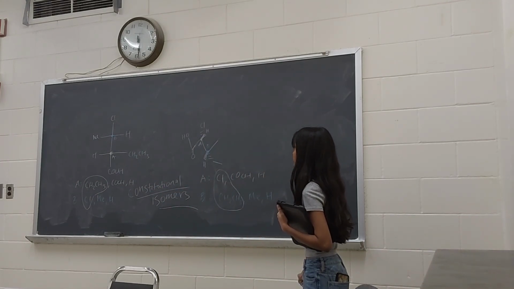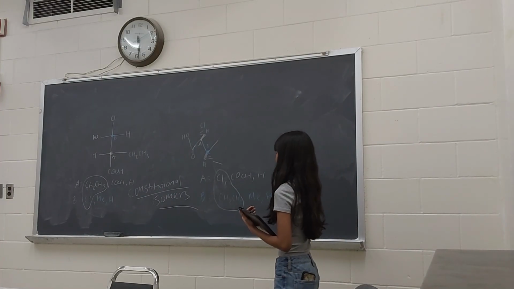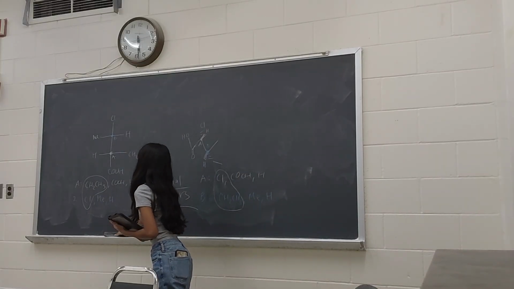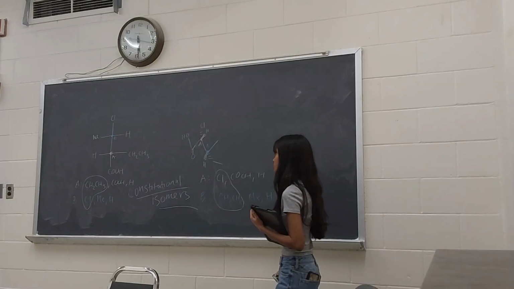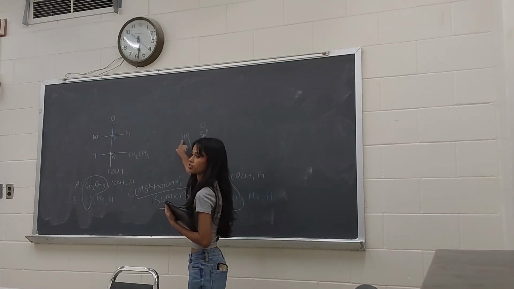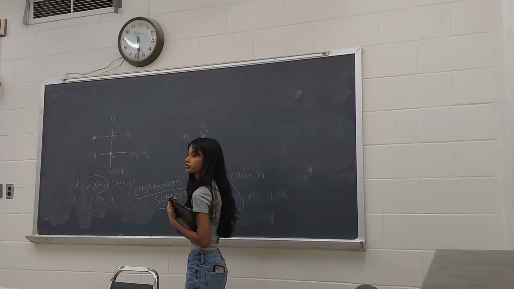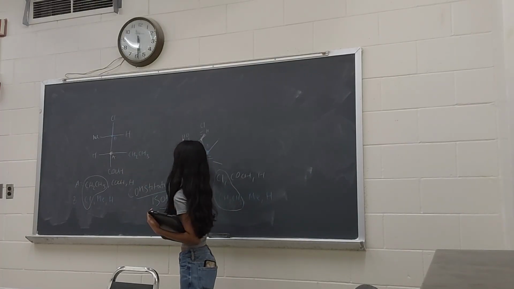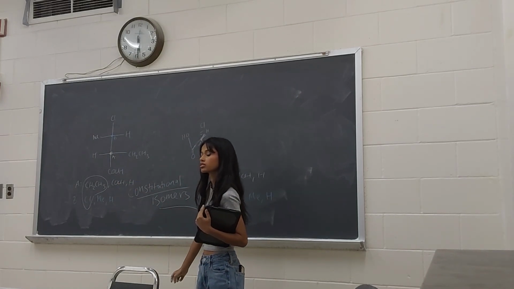They'd be different if one of them had a completely different atom than that one. Wait, which one would be the COOH? Oh, this is COOH, so that whole thing is the same. This and this are the same, so that whole thing would be one.